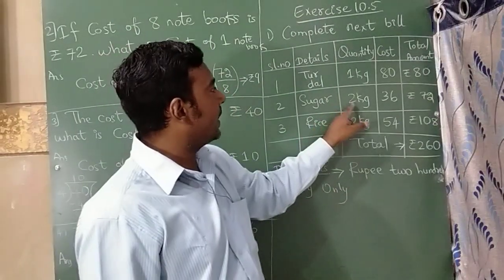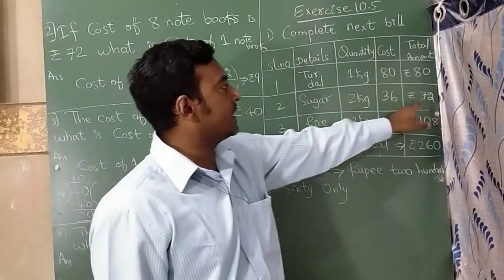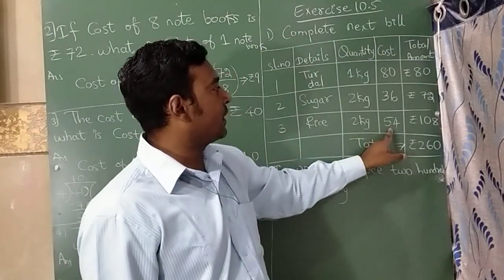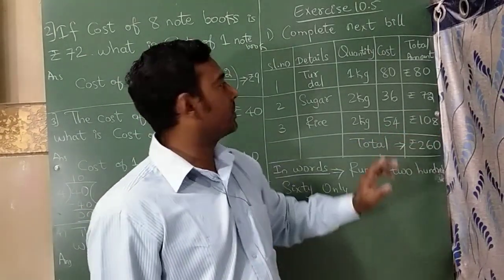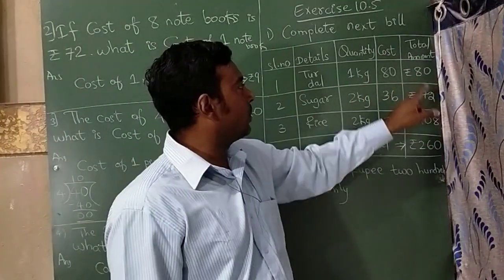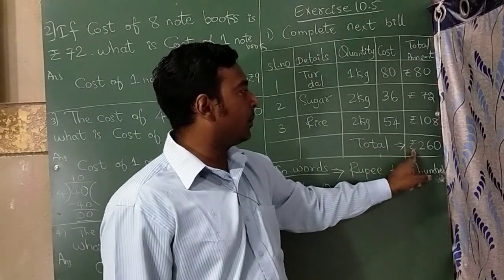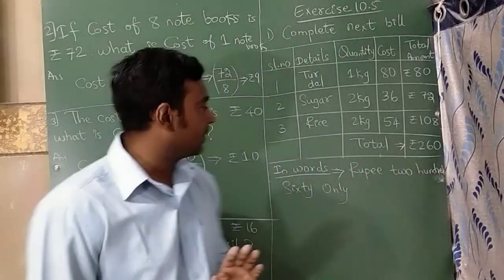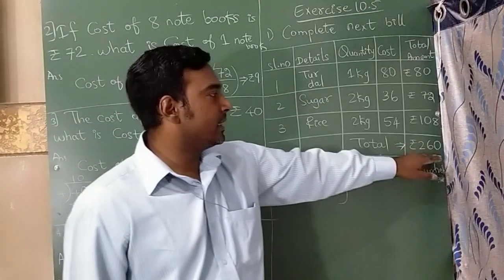But here they have taken 2 kg. 2 into 36 is 72 rupees. 2 into 54 is 108 rupees. 1 into 80 is 80 rupees. So total amount is rupees 260. Fine. So this is in the number form.